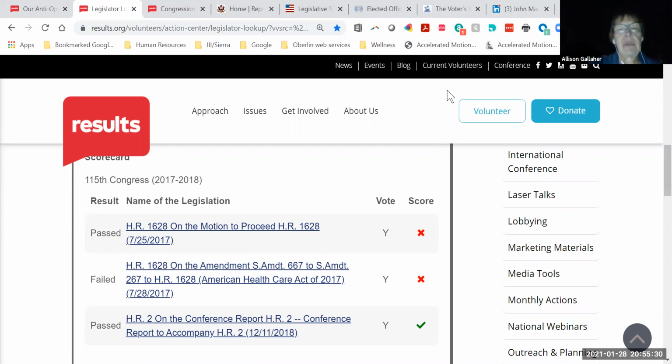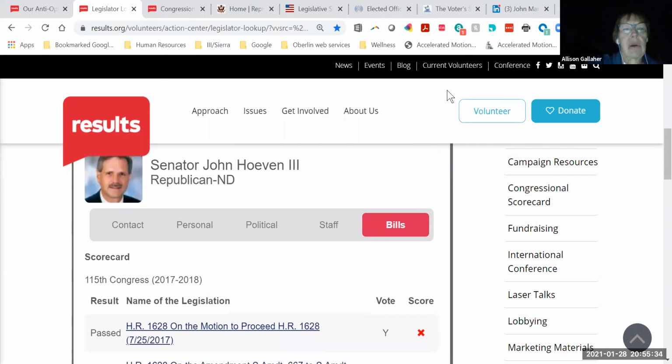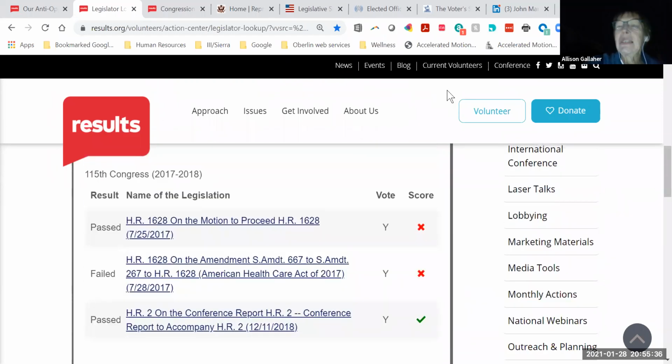Okay, I should have looked at this more carefully. They're House bills, and he's a senator. So the way this is supposed to work, we're going to pretend this is working correctly. The way this is supposed to work is it shows you the bills, it shows you whether it passed or failed, it shows you how he voted, and it shows you whether that was what Results wanted. So the X means that he didn't vote the way Results would have lobbied. This check mark on the last one means that he did.